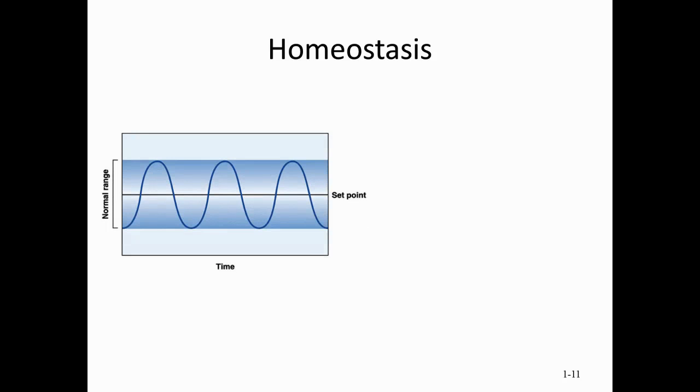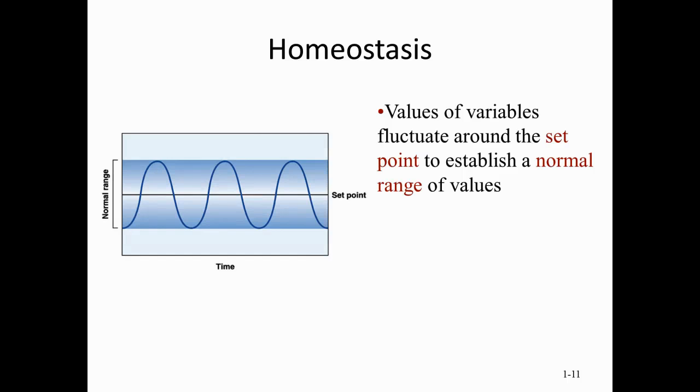Homeostasis. Homeostasis is basically how we're going to regulate the internal environment of the body. Okay, the body tries to maintain itself. And basically, homeostasis is a value of variables that fluctuate around a set point to establish a normal range of values. So the set point is your ideal. We can usually go up a little bit above that value. We can usually go a little bit below that value, and we consider that a normal range. When you go outside that normal range, that's when you start to get into diseases and disorders.